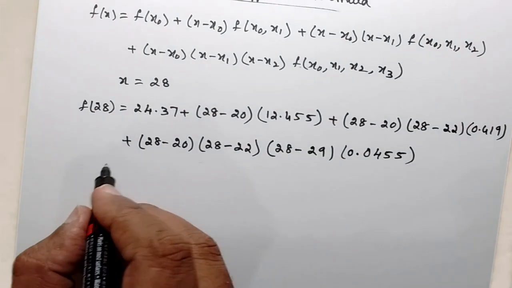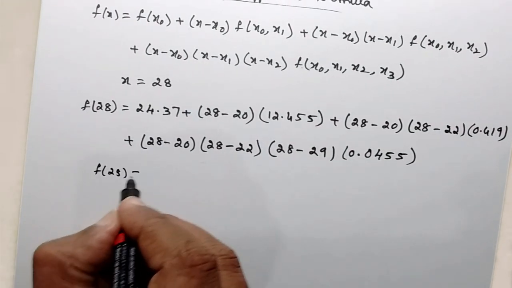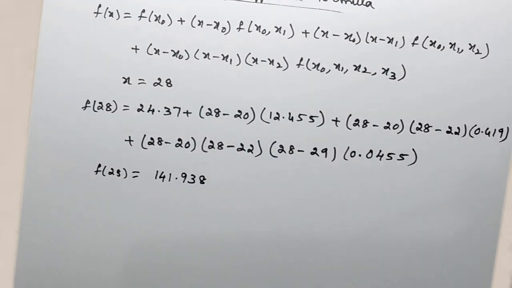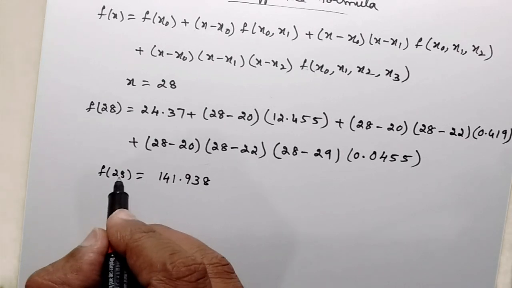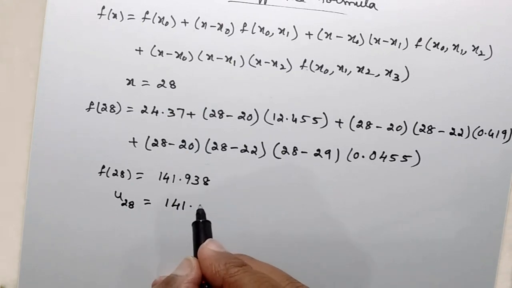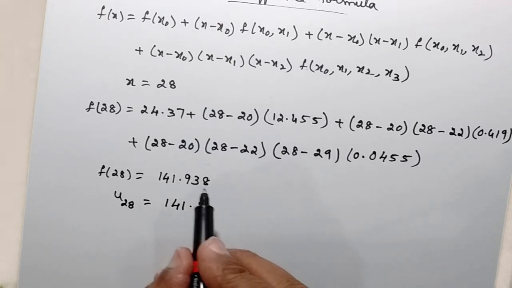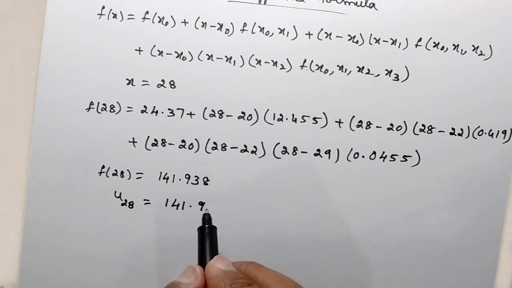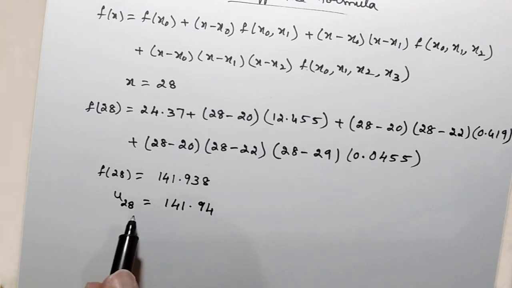So let me write down that value. So you got f of 28 equal to 141.938. But in the question he has asked in terms of u. Therefore, we'll write down the solution in terms of u itself. So it is u of 28. So it should be equal to 141.938, or if you want to approximate to 2 decimal places, after 3 the value is greater than 5, so you can cut off 8 and add 1 to it. So 3 plus 1 will become 4. So u28 will be 141.94. That's the required solution.